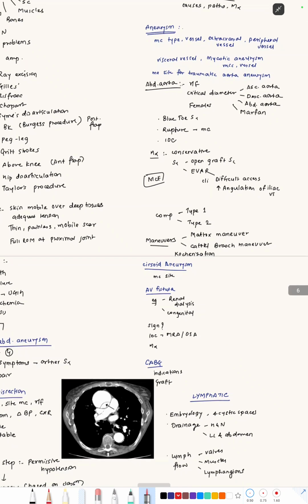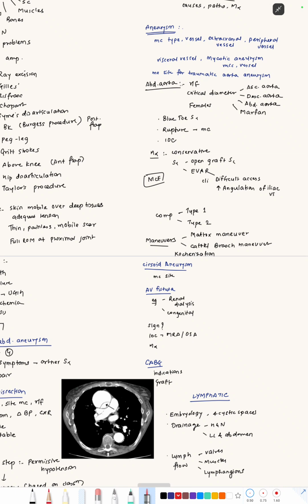Now abdominal aorta. The risk factor for this is atherosclerosis. The critical diameter for ascending aorta is 5.5 centimeters. For descending aorta, it is 6 centimeters. For abdominal aorta, again 5.5 centimeters, and for Marfan syndrome, it is 4.5 to 5 centimeters. In case of females, it is 0.5 centimeter less in every artery.